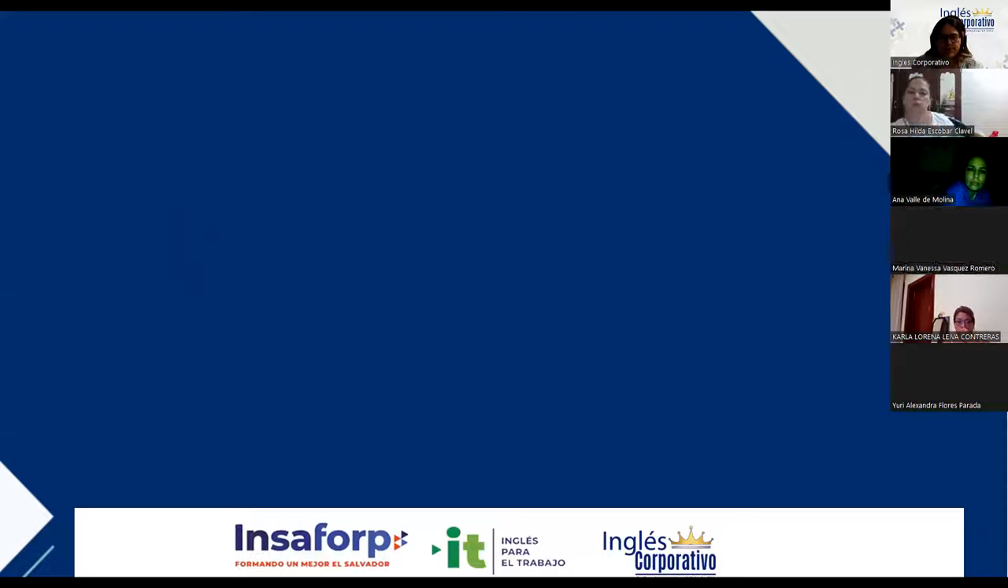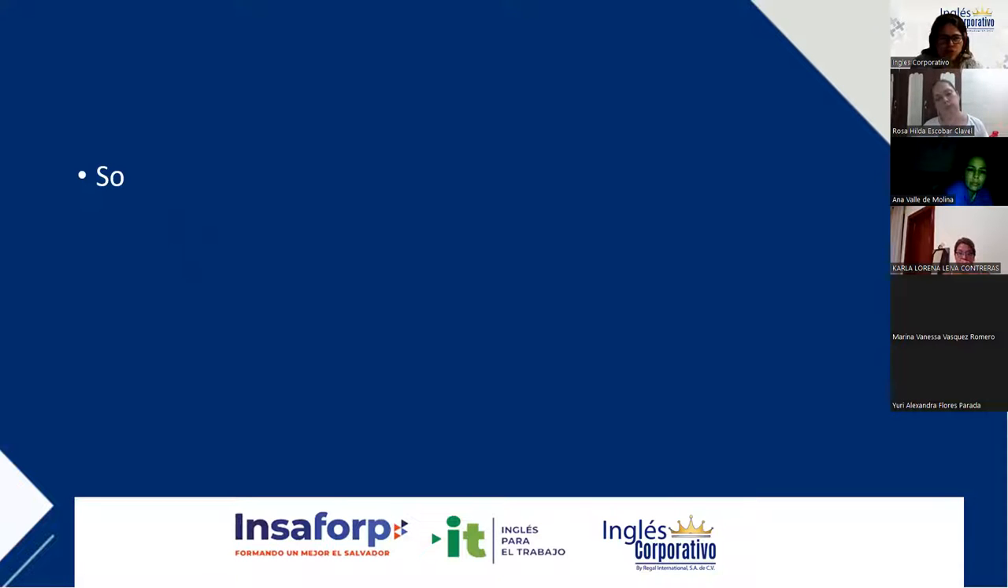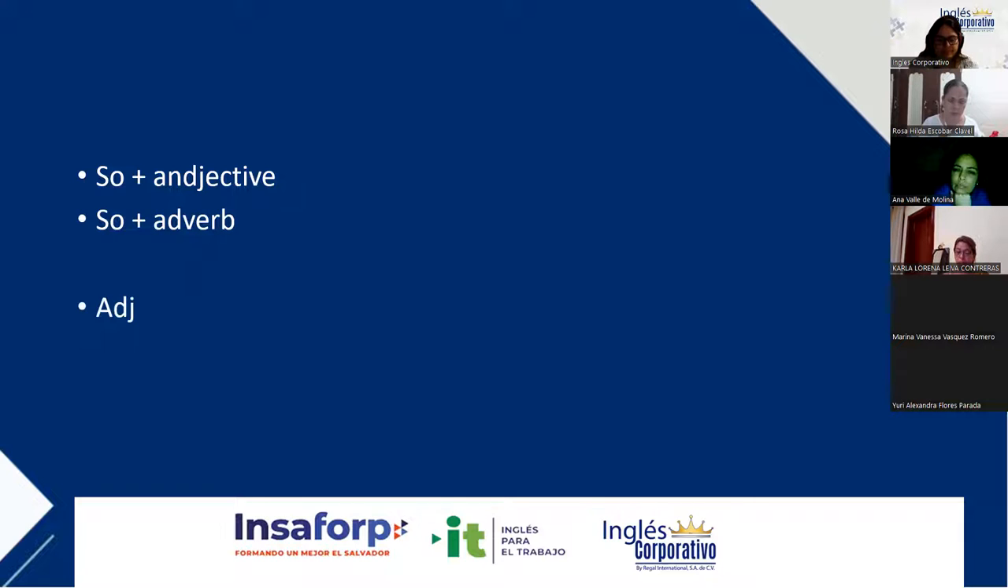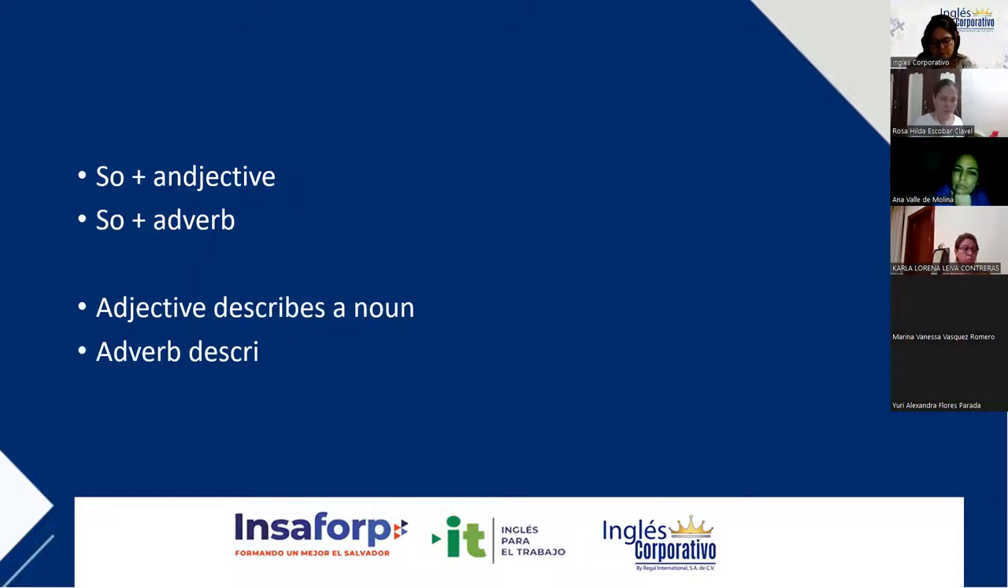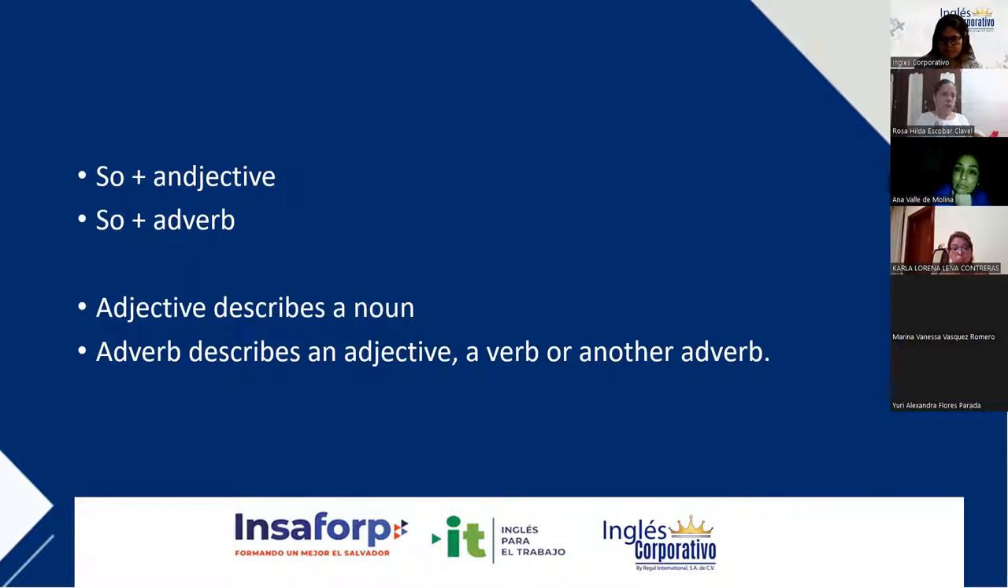We use so, remember, so plus an adjective or so plus an adverb. What is the difference between an adverb and an adjective? The adjective describes a noun. And the adverb describes an adjective, a verb, or another adverb. See? For example, when you say, he ran so fast.